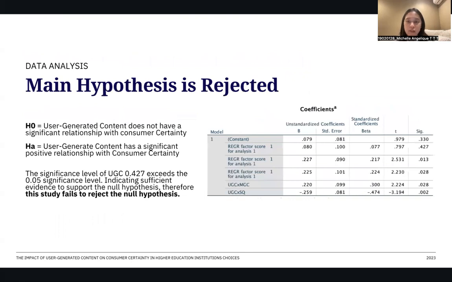Therefore, when these results are tested against the main hypothesis, which assumes that there is a significant positive relationship with consumer certainty, it cannot be accepted, as we fail to reject the null hypothesis, since the significance level of UGC is 0.427, which exceeds the 0.05 significance level, which indicates sufficient evidence to support the null hypothesis.